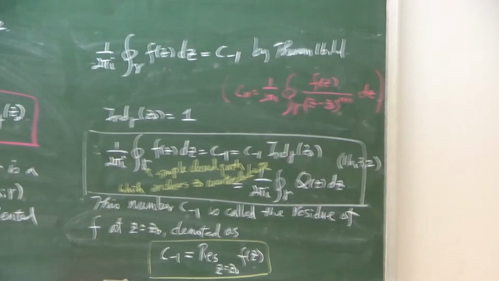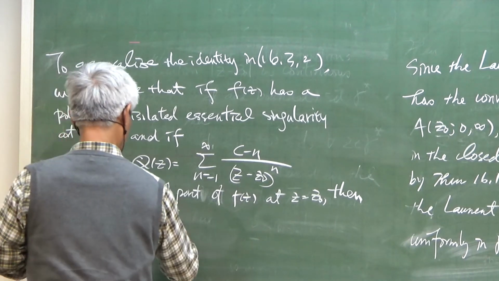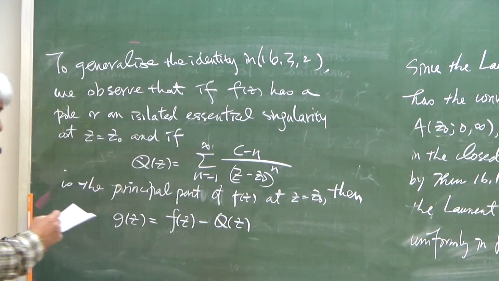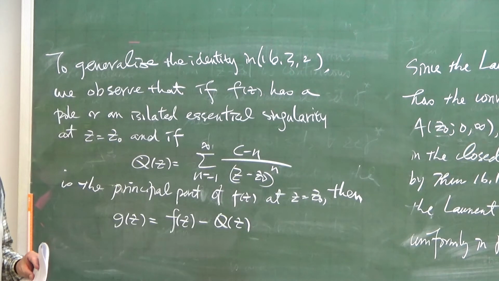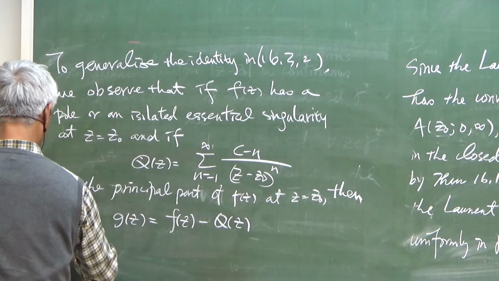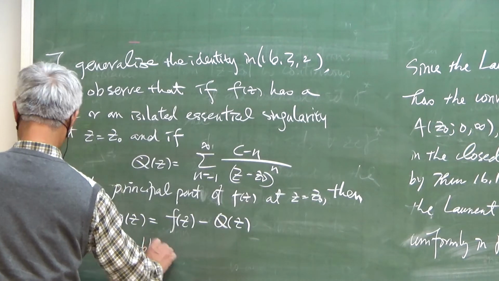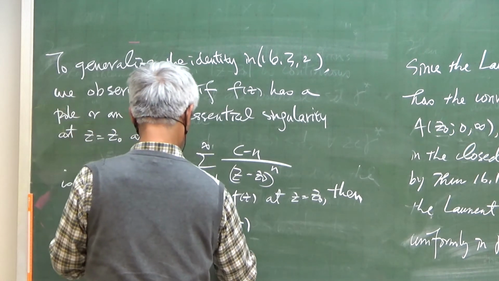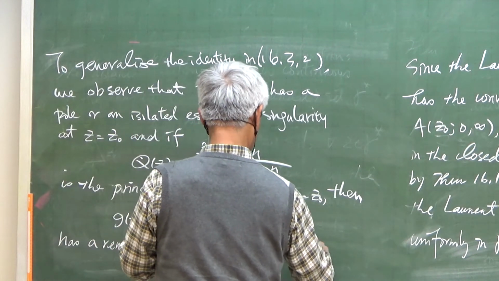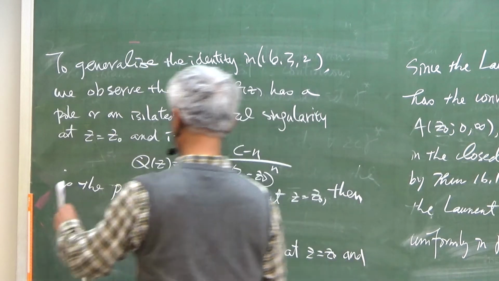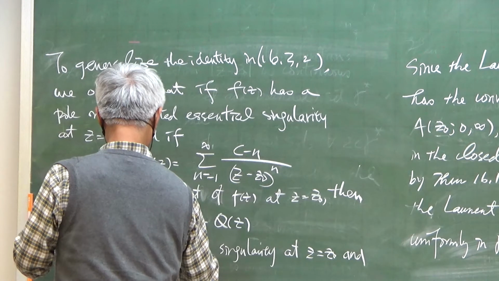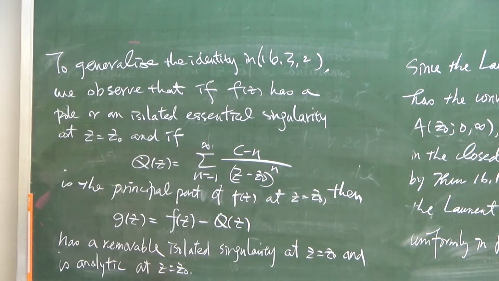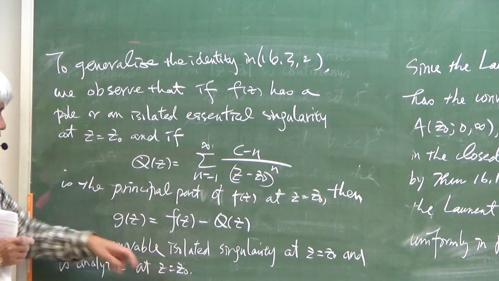Then we construct a new function g(z). This new function is what? It's the original function minus the principal part. So basically, we just subtract the principal part. And then what we have is a power series, okay? So now this new function has a removable isolated singularity at z equal to z0, and then this new function is analytic at z equal to z0. So we use this way to remove the singularity. Now the new function g(z) is analytic at z equal to z0.